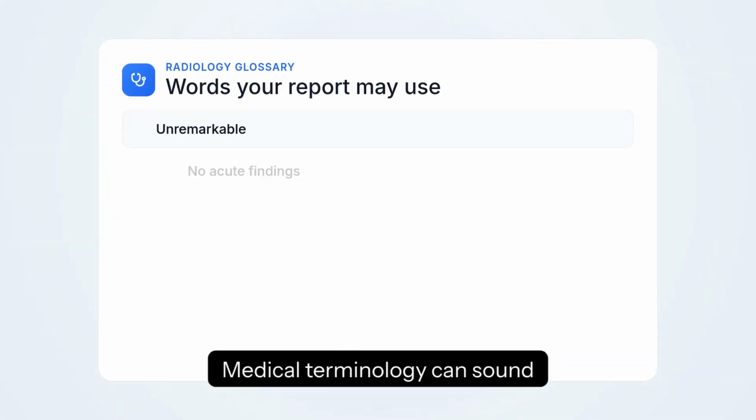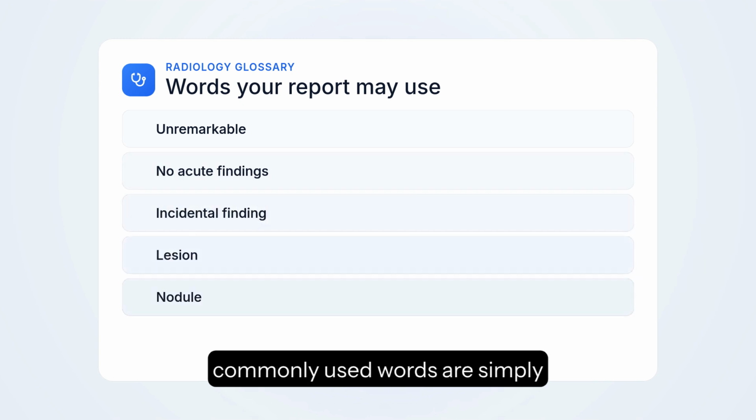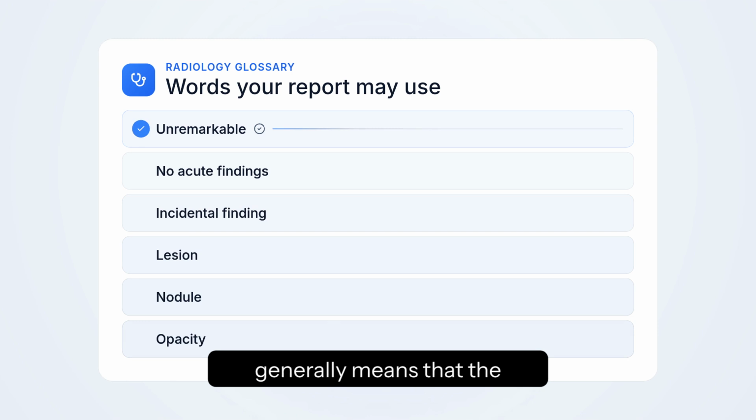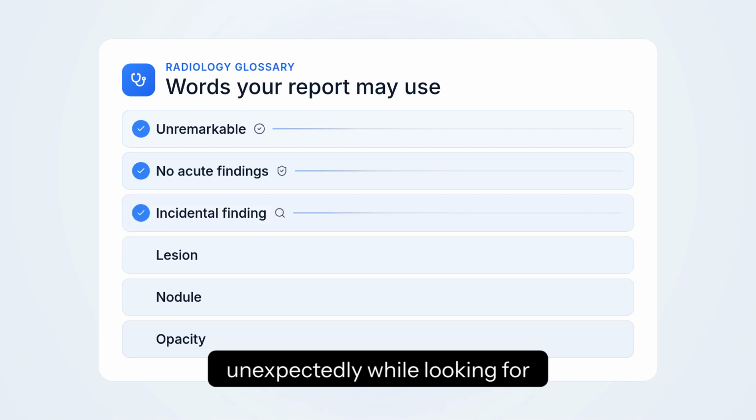Medical terminology can sound intimidating, but many commonly used words are simply descriptive. Unremarkable generally means that the structure being described appears normal on that imaging examination. No acute findings means there is no evidence of a new or urgent abnormality that requires immediate attention. Incidental finding describes something discovered unexpectedly while looking for something else. Many incidental findings are harmless, but some may require follow-up depending on the situation.